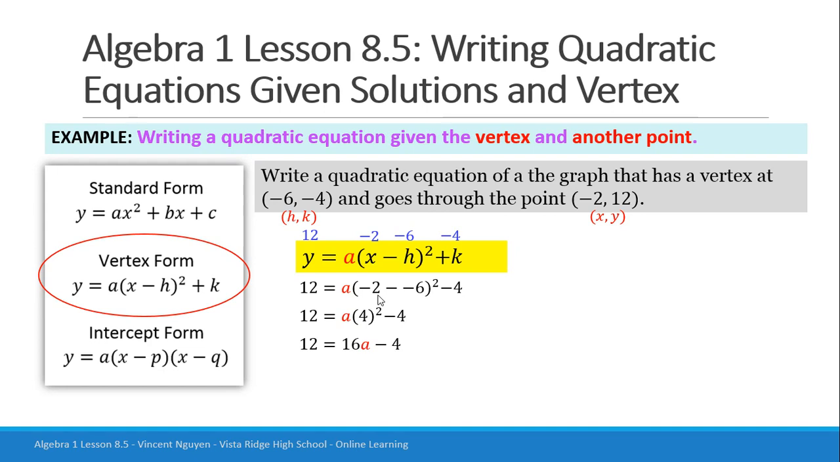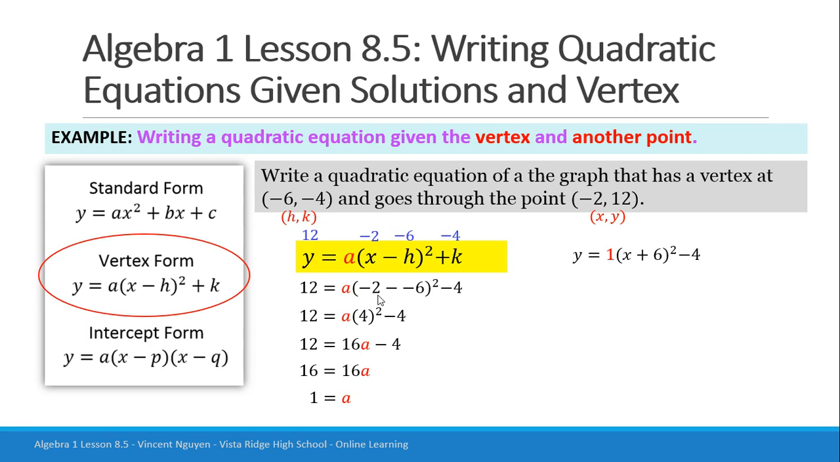Now this becomes a two-step equation. So solve this two-step equation by moving the -4 to the other side by adding 4 to 12 to get 16, and then divide it by 16 to get a equals 1. Now that you have the a value, go back to your vertex form and substitute that a value in. And then we're going to have to simplify this to put it in standard form.